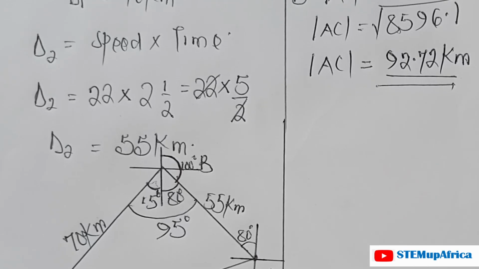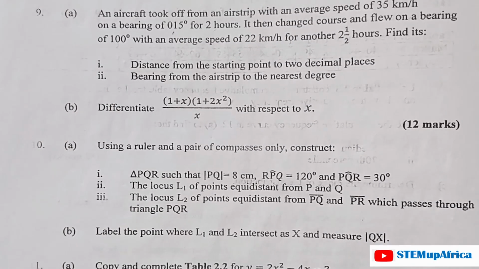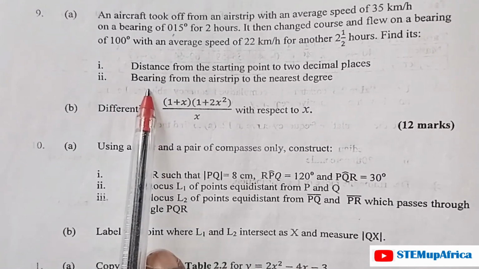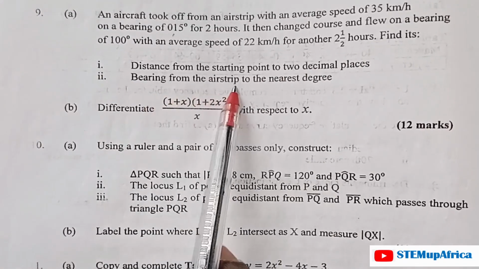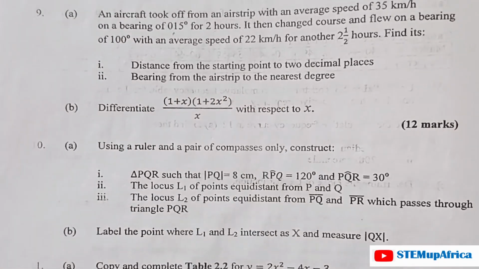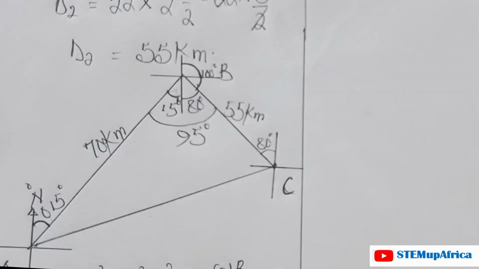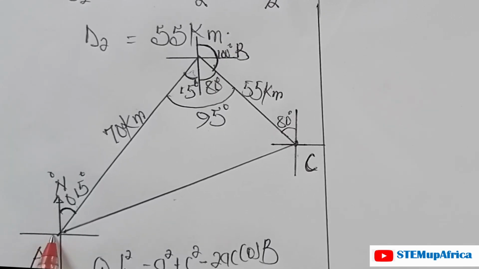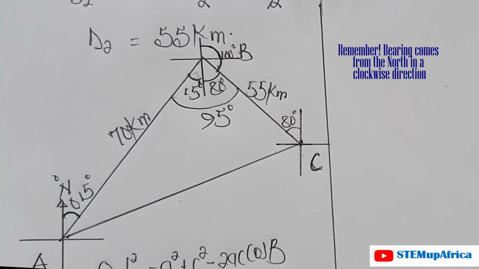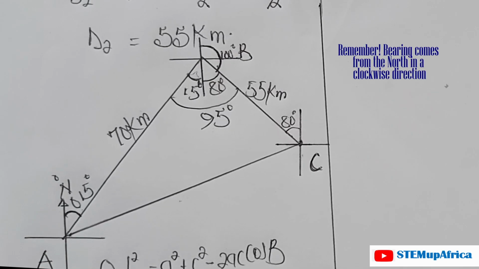So let's go to Roman figure 2 of the same question. Roman figure 2 says we should find the bearing from the airstrip to the nearest degree. So go back to our original diagram. This is the airstrip. Where's the bearing? Like I said earlier, the bearing comes from the north in the clockwise direction.